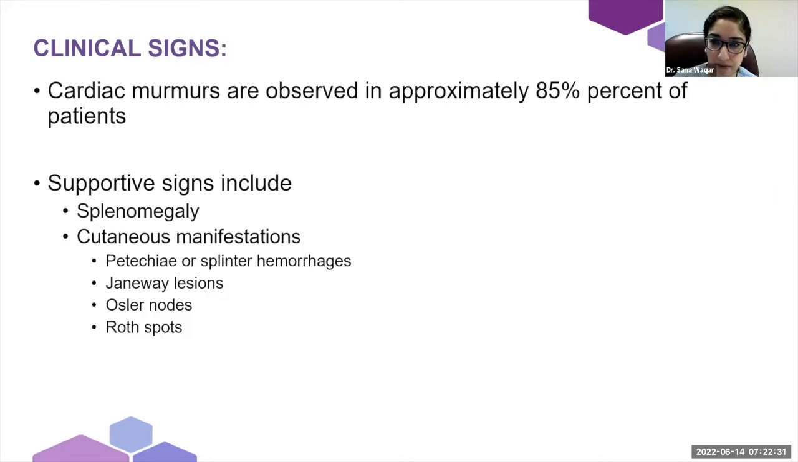Clinical signs, you will or should be able to appreciate cardiac murmurs in most patients. If patients have an underlying cardiac murmur, change in the character of the murmur can be appreciated. And then again, you may be able to witness or elicit clinical signs depending on septic emboli. Splenomegaly can happen, and then cutaneous manifestations, you can have petechiae, splinter hemorrhages, Janeway lesions, Osler nodes, and Roth spots, and I'll show you pictures of those.